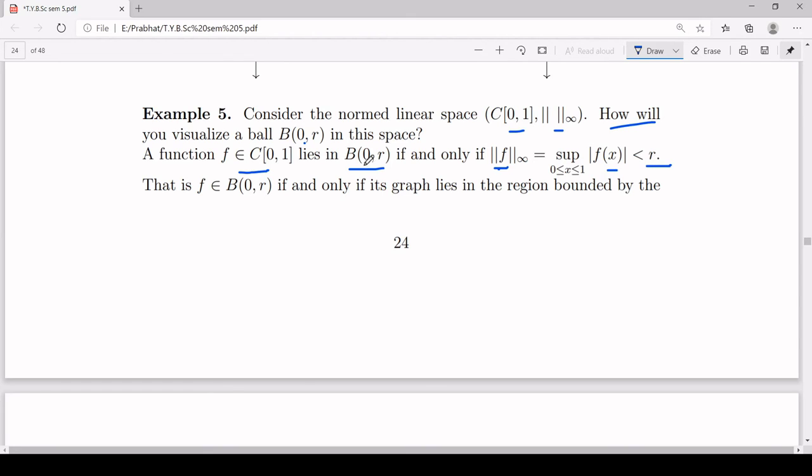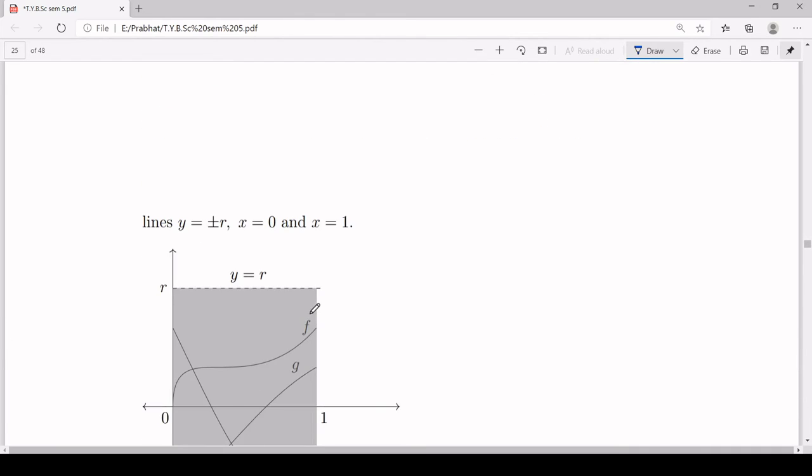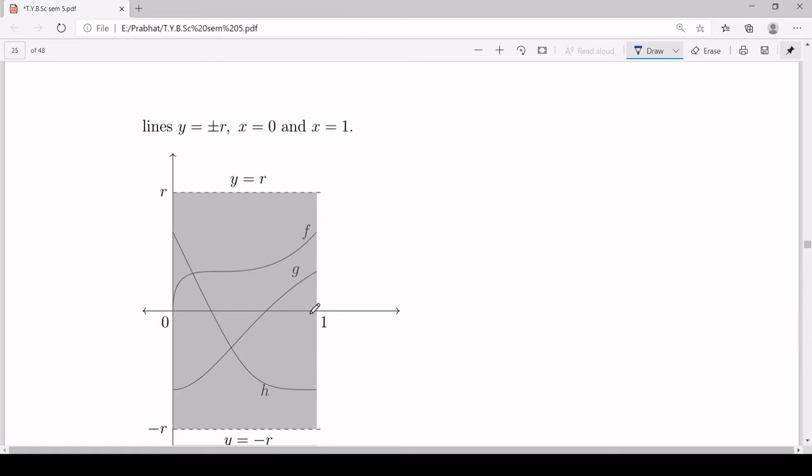Then only f will belong to B(0, r). So how can you visualize this geometrically? That means f will belong to B(0, r) if and only if its graph lies inside the region bounded like this. That means y equal to r, y equal to minus r, and since we are considering C[0,1], our domain is 0 and 1.